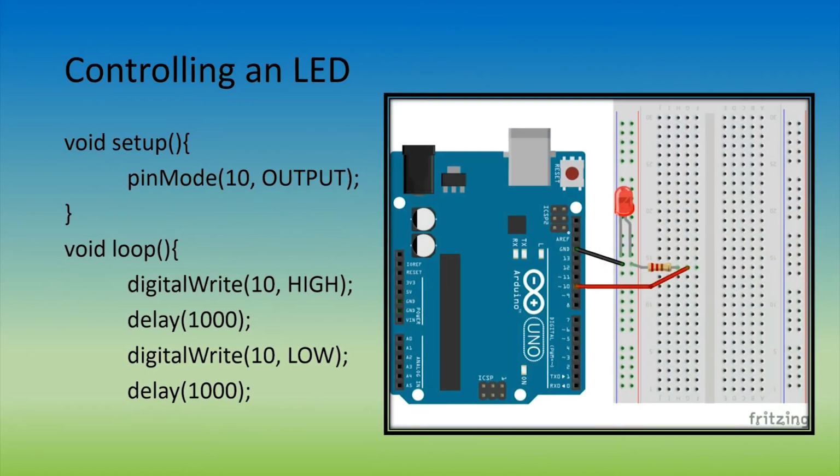The code and circuit shown here shows how to control an LED with the Arduino. This code will probably be familiar to you, as you used similar code in session 2. The line inside the setup function here tells the Arduino we will be using pin 10 as an output. We then use the digitalWrite function to tell the Arduino to send a given voltage to a given pin. High means 5 volts and low means 0 volts.